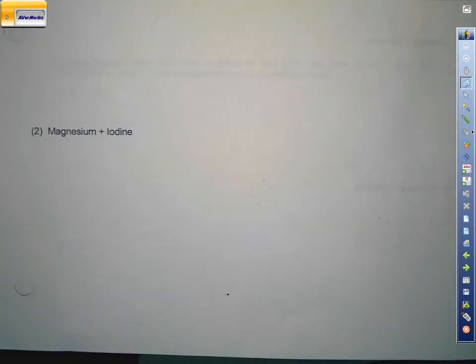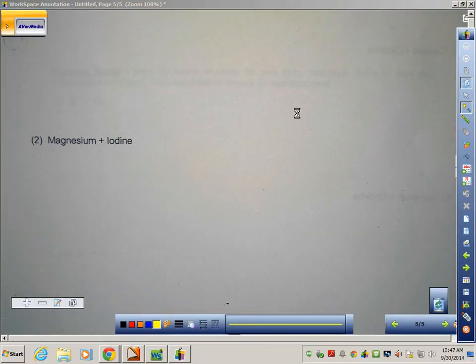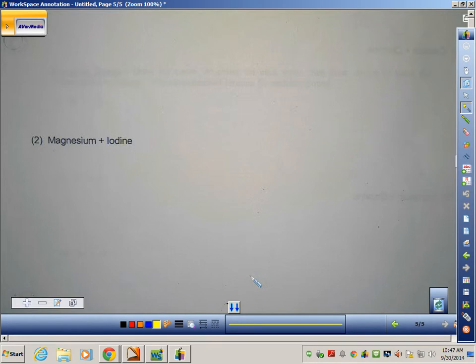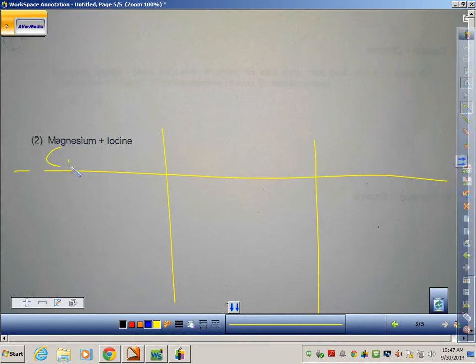Okay. Let's do magnesium iodine. Okay, here we go. So, folks, stay with me here. You know you're going to have 3 different things. You're going to have the cross, the Lewis dot, and then we're going to have the chemical formula. Okay, that's easy.